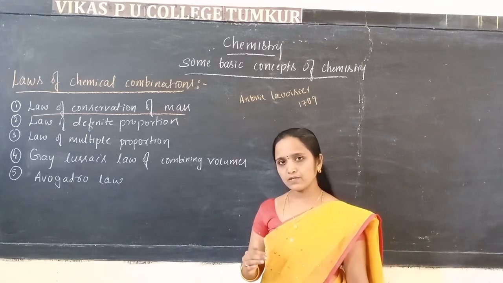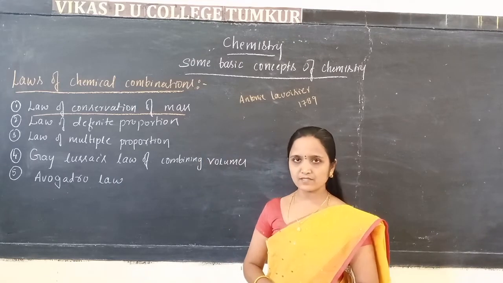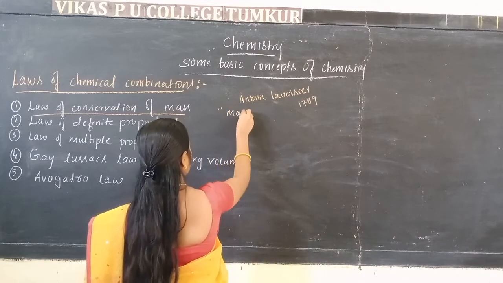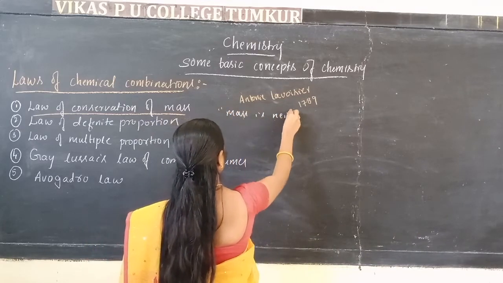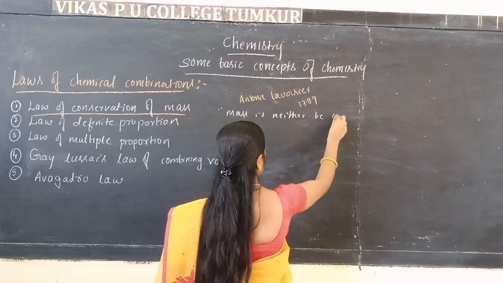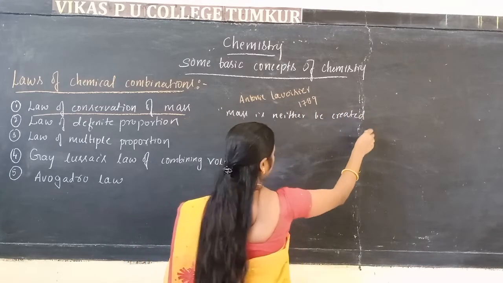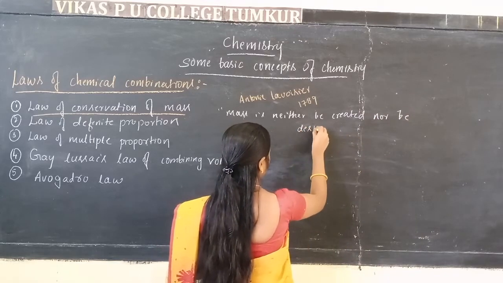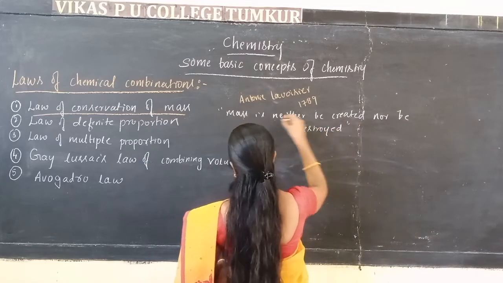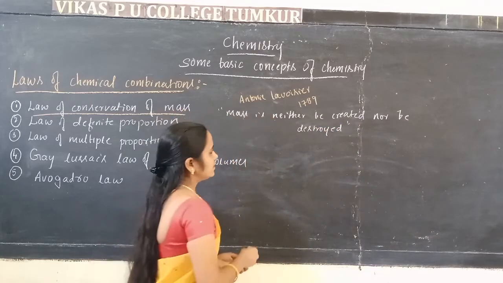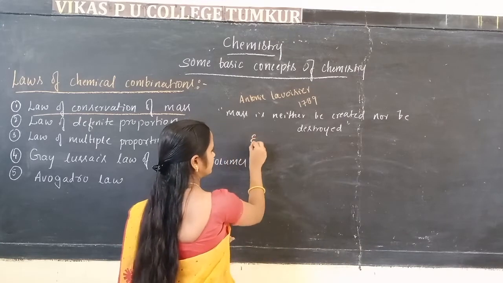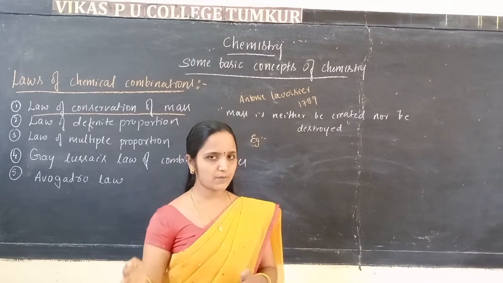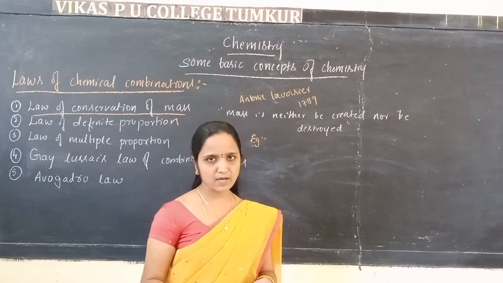Now we are going to see an example for this law of conservation. Look at the statement: mass can neither be created nor be destroyed. That is the statement of this law. Then let's take some examples for this law. During a chemical reaction, mass can neither be destroyed nor created.